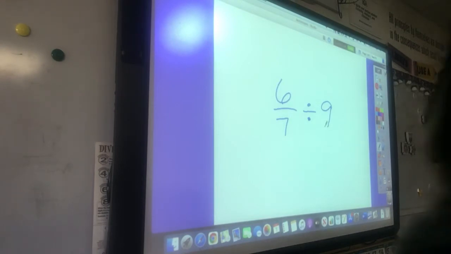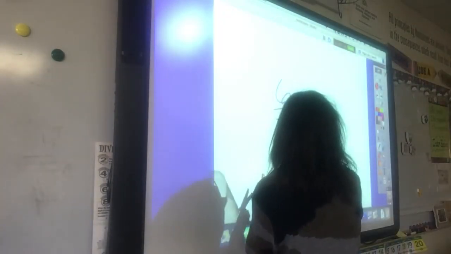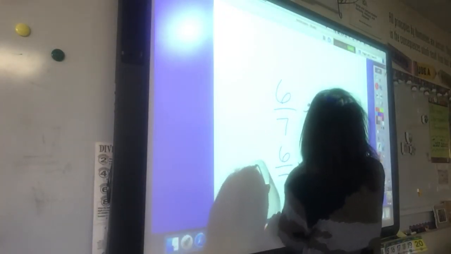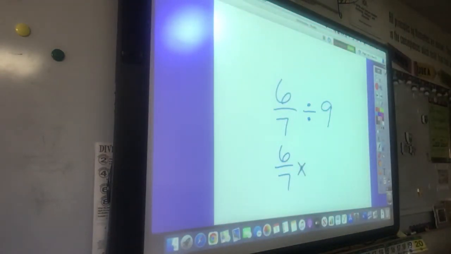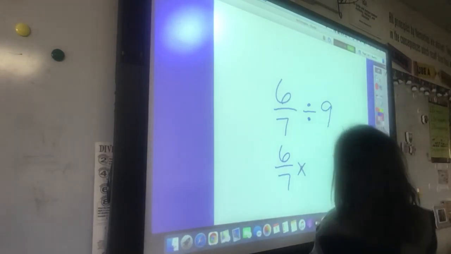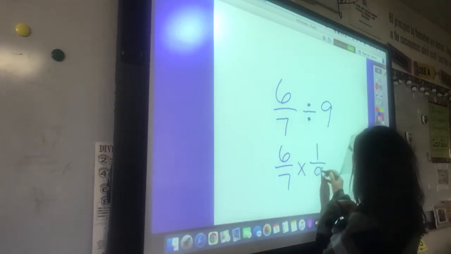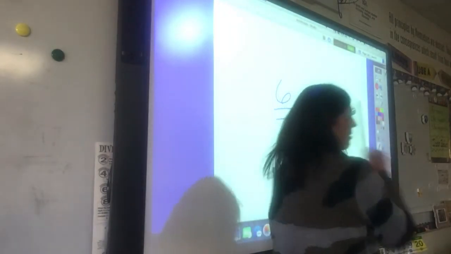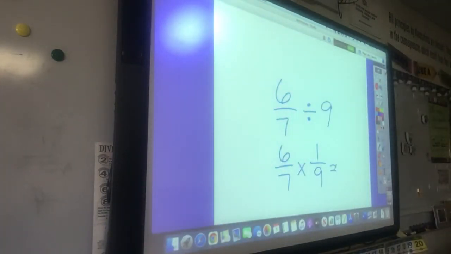So we're gonna do the same thing. We're gonna keep, we're gonna change, and we're gonna flip. So what happens to 9 when we flip it? Remember we talked about that a minute ago. What would be the reciprocal of 9, or what would that be flipped, Ellen? 1/9. Yep. 1/9. Okay, the 6 and the 9 can cancel because 3 goes into both of those numbers.